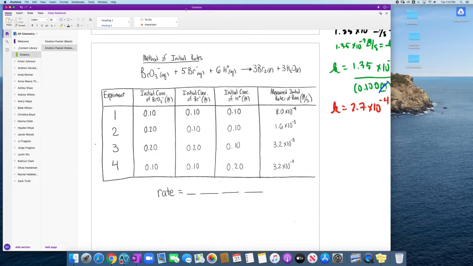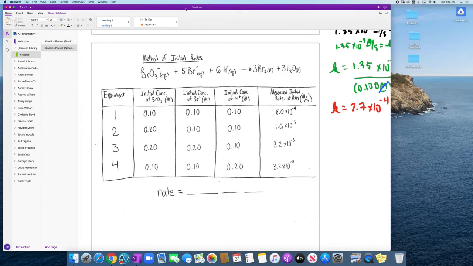Method of initial rates problem. This is the practice problem I had asked you guys to complete on your own. So if you've not already completed this one, please go back and attempt it before watching the rest of this video. If you're continuing watching the video, I'm going to assume that you've given this a try.